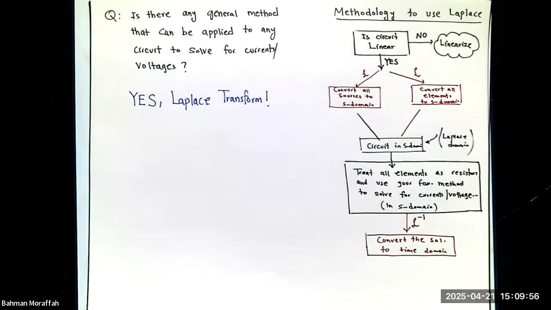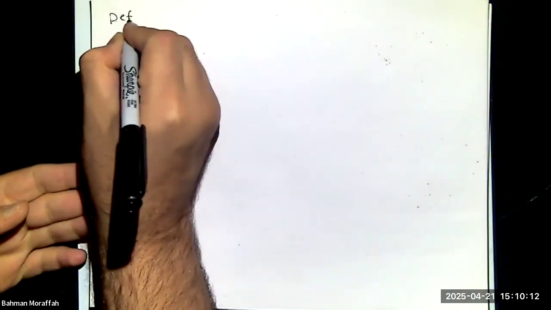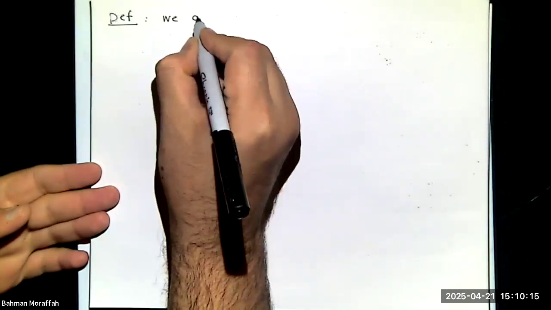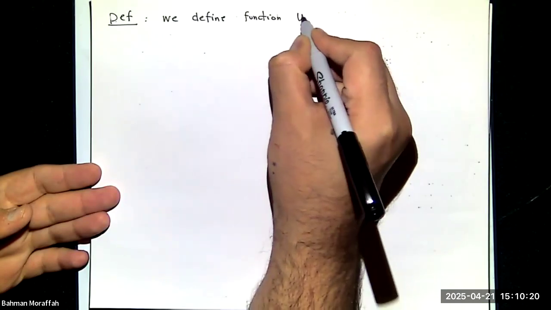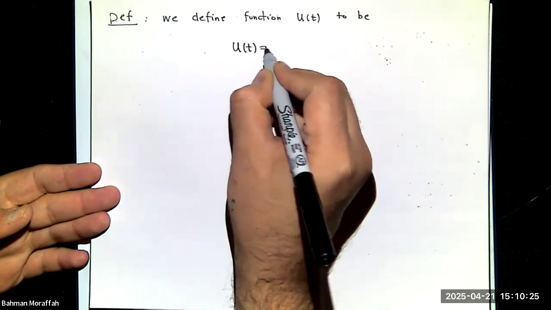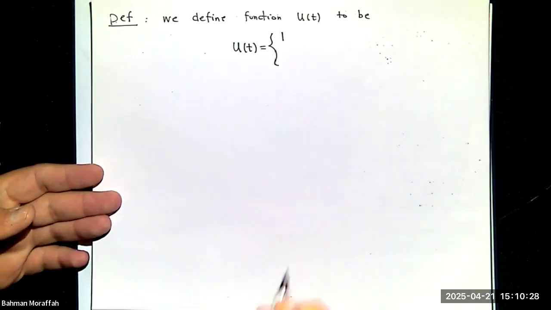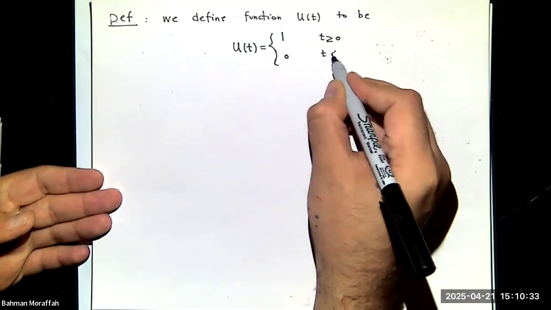So let's start by defining how we can go from time domain to this Laplace. But before that, let me introduce a very useful function. Definition. We define the function u of t to be 1 for all times that are greater than 0, and 0 for all times that are less than 0.